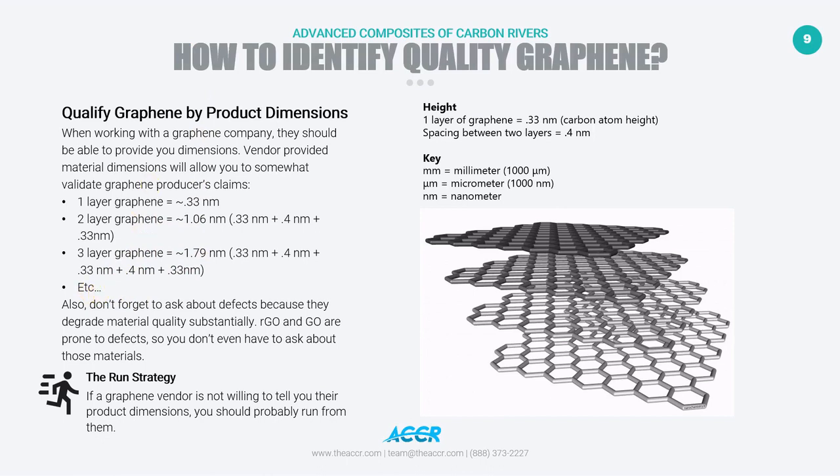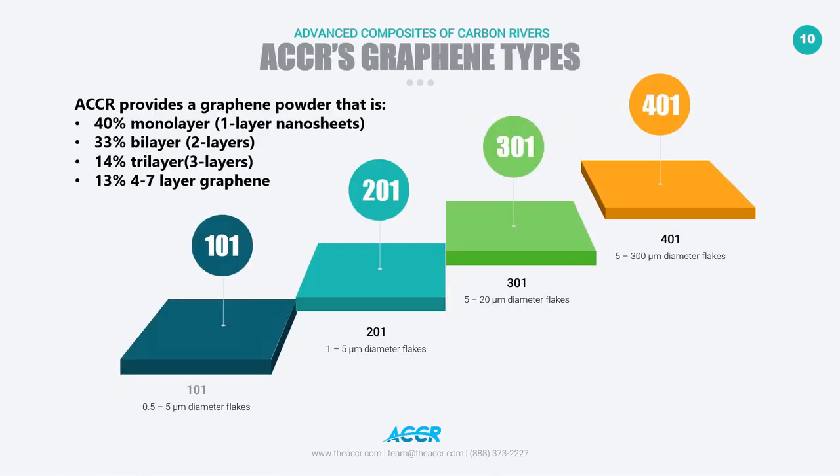This cheat helps you approximately identify layer count, but it doesn't take into account defects, and testing is required to identify if material has defects or not. Because material thickness is the best way to guesstimate layer count, we absolutely recommend running from any vendor who will not tell you their material's thickness.